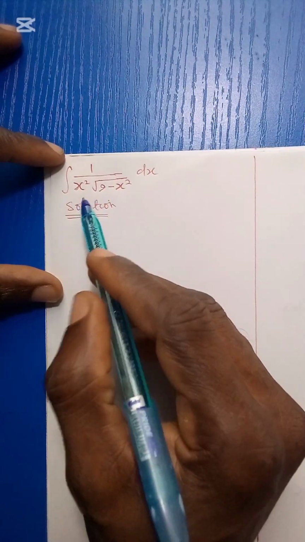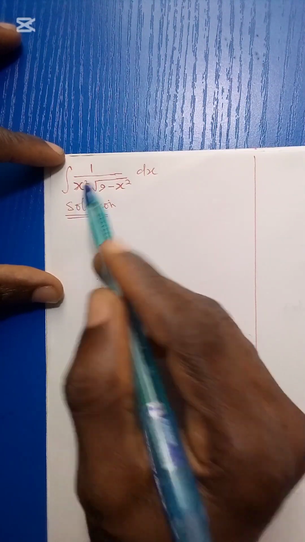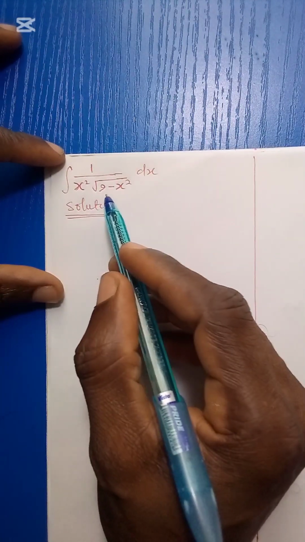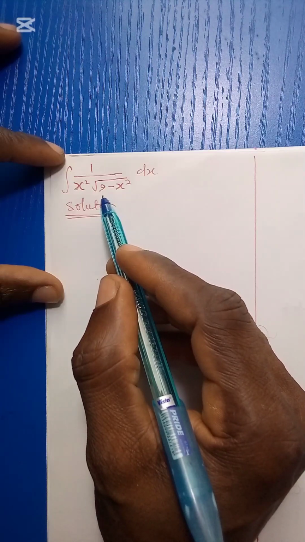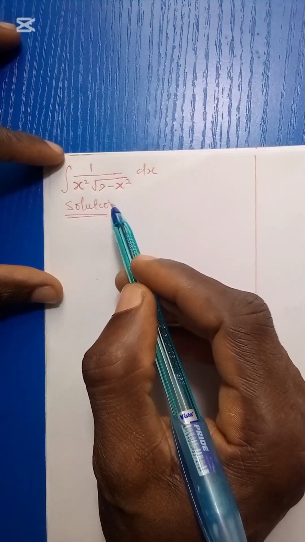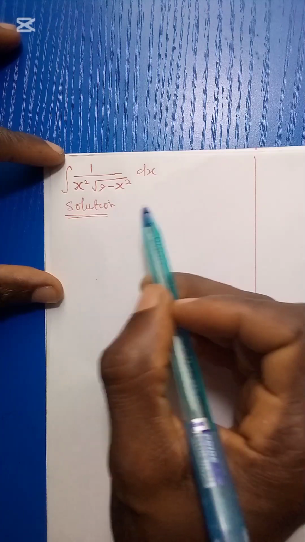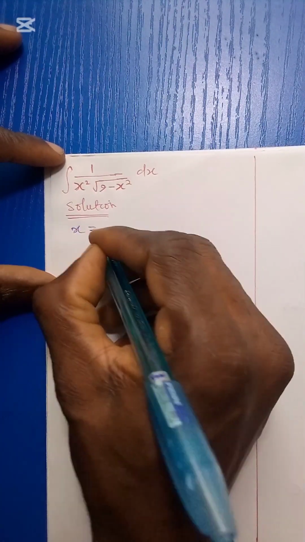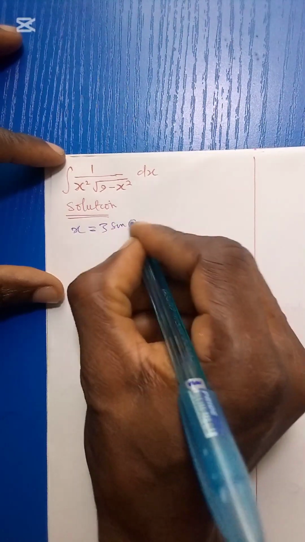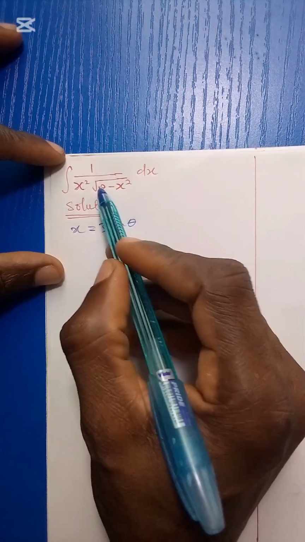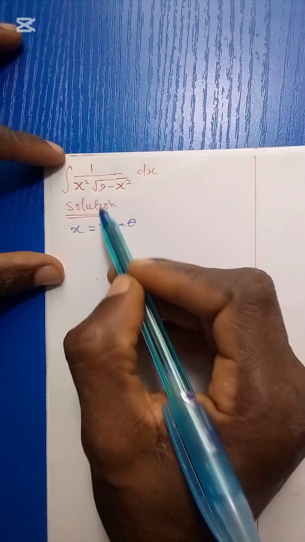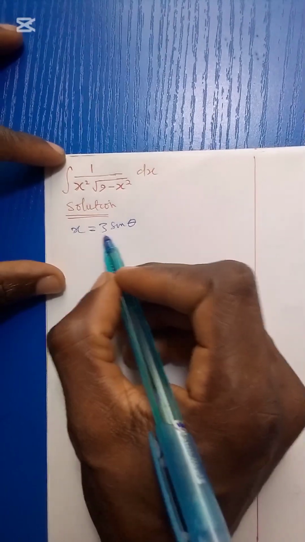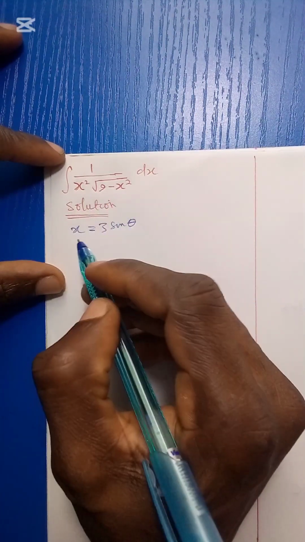If the denominator comprises a sum of squares or difference of squares or even a square root, and what we have under the square root is the difference of two perfect squares, we normally use trig substitution. So in this problem, I'm going to let x equal 3 sine theta. Now I'm putting 3 here because 3 is the square root of 9, or 9 is the perfect square of 3. So you will see that this substitution is reasonable for this problem.